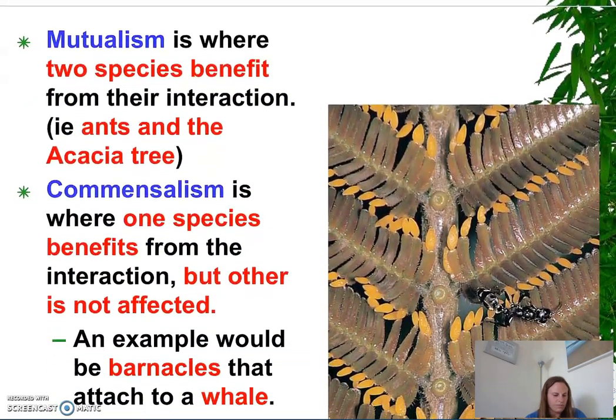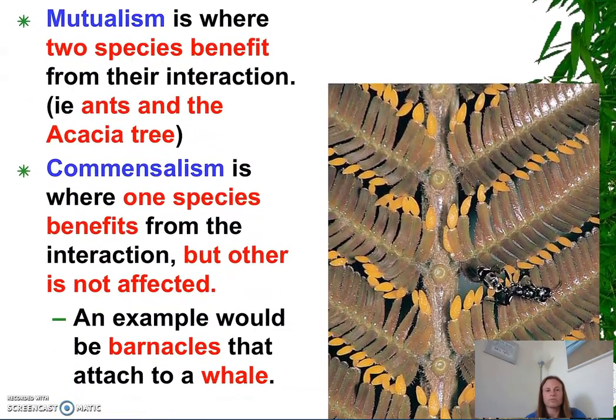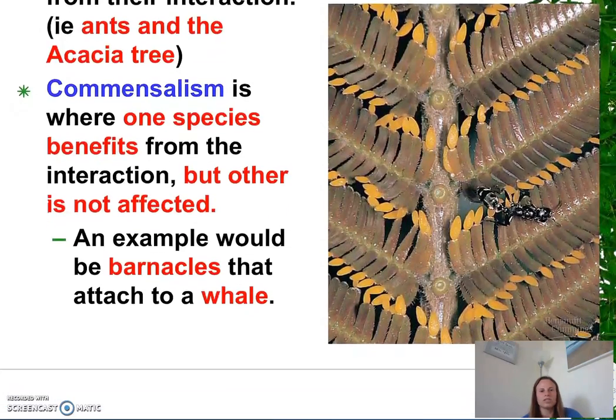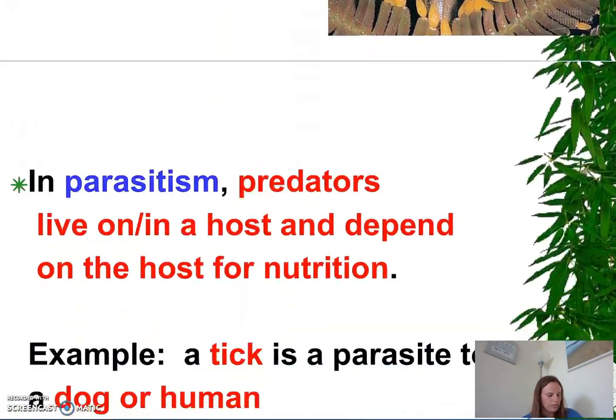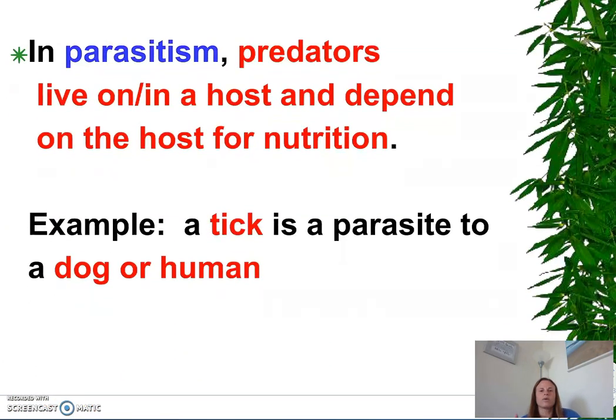Just a review of some of the interspecific relationships we talked about. Mutualism, beneficial for both species. The ants in this tree get protection. The ants also eat other pests from the acacia tree. Commensalism, one species benefits, the other isn't affected, like the barnacles attached to a whale. Parasitism, where parasites live on or in a host and depend on the host for nutrition, such as a tick on a dog or a tick on a human.